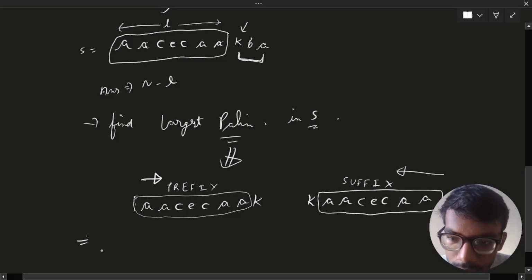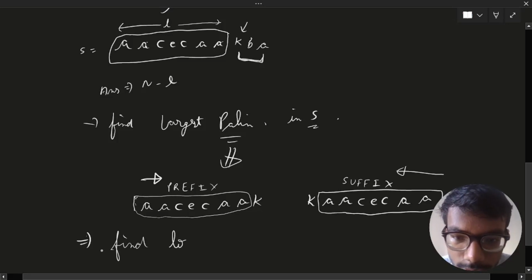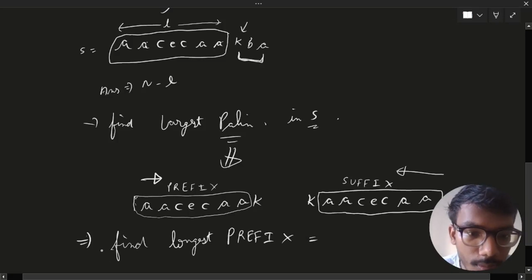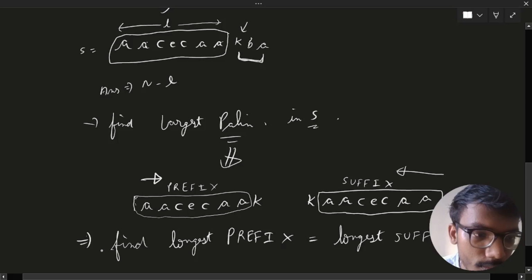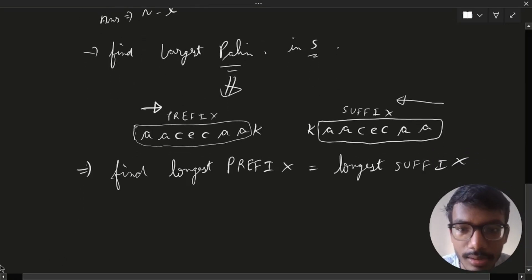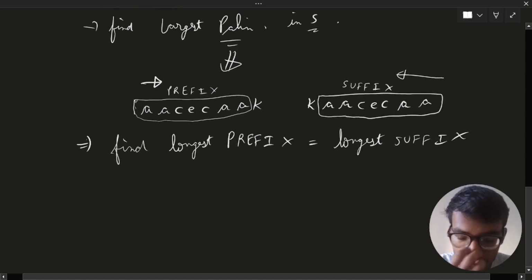What I want implies: find the longest prefix which equals the longest suffix. Whenever you hear this term, longest prefix, longest suffix, and we have to match these patterns, we have to match this pattern.